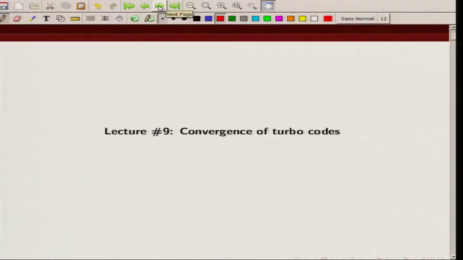Welcome to the course on error control coding and introduction to convolutional code. Today we are going to talk about how to analyze the performance of turbo code in low SNR. So we are going to talk about convergence, how to track the convergence of the turbo iterative decoding algorithm, and that's the topic of our discussion, convergence of turbo codes.